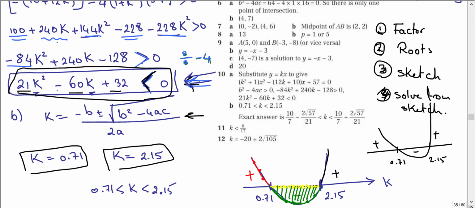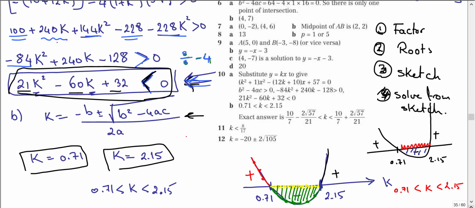So 21k squared minus 60k, this is how you read it. 21k squared minus 60k plus 32 is less than 0. That means you choose the negative region. You shade the negative region. That means the answer is all the values from 0.71 to 2.15. So this way you write this. You say k is greater than 0.71 and less than 2.15. You get this? Yes, sir. That's it.